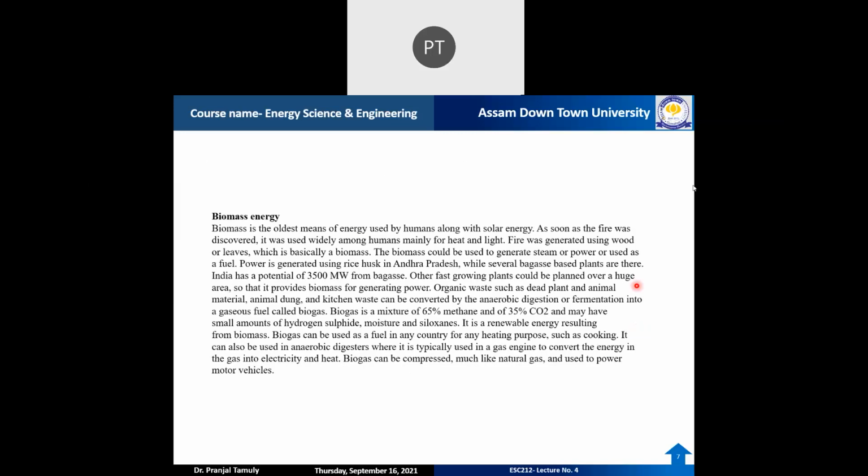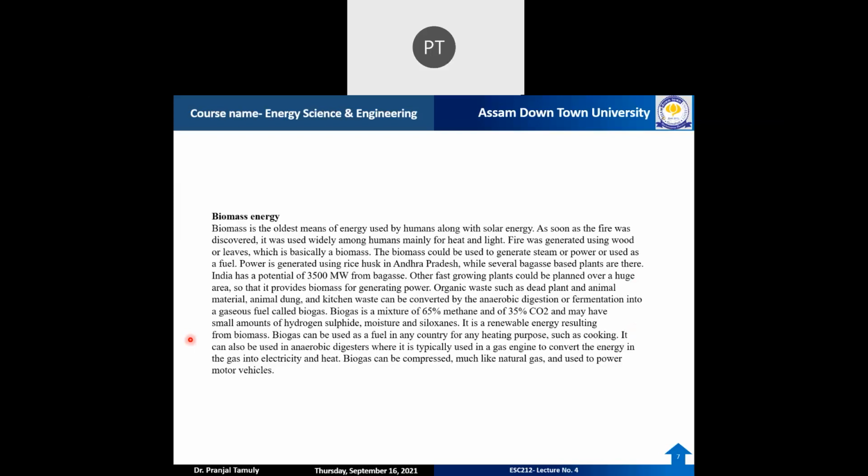So biomass, biomass energy. Biomass is the oldest means of energy used by humans along with solar energy. As soon as the fire was discovered, it was used widely and mainly for heat and light. Fire was generated using leaves, which is basically a biomass. The biomass could be used to generate steam, power, or used as a fuel.